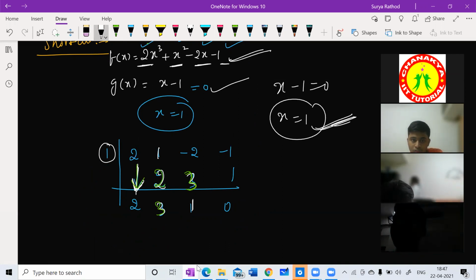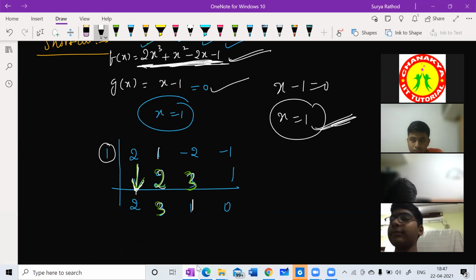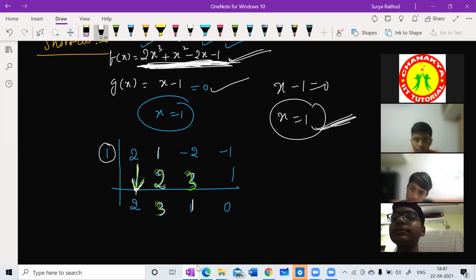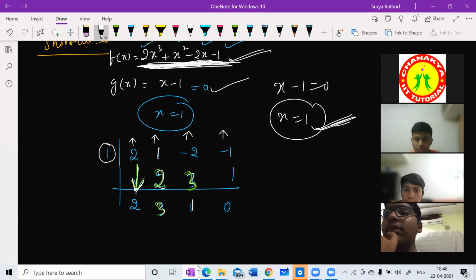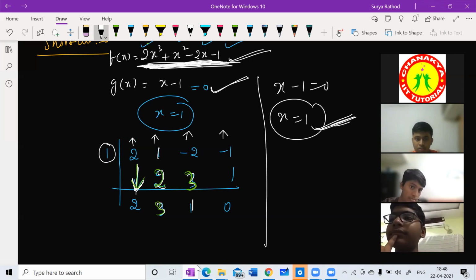See here, the first and foremost step is what I'm just writing. I'm writing the coefficients of f of x first. This is my cubic coefficient. This is my square coefficient. This is my x coefficient. This is my constant. I'm writing all the coefficients first. Right? So first I'm equating g of x with 0. g of x is x minus 1, equal to 0. So I'm getting x is equal to 1.